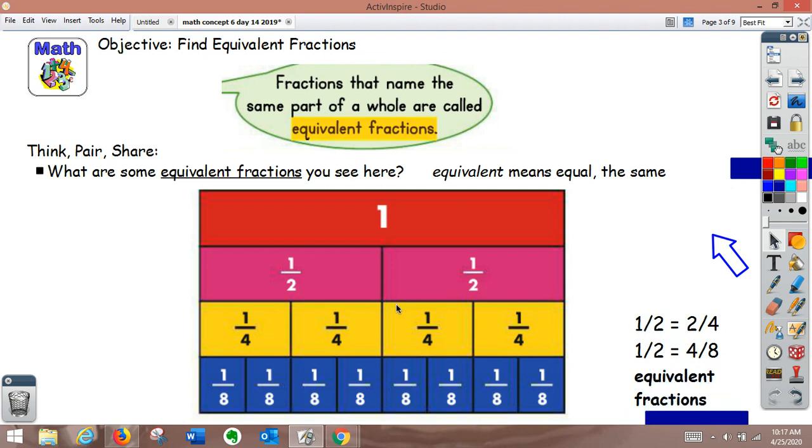Let's see, 1/2 is the same as 2/4. They are equivalent. 1/2, if we look at this line, also matches up down here as the same as 4/8. If I ate 4/8 of a pizza and Jake ate 1/2 of the pizza, we would have eaten equivalent amounts of pizza. We would have eaten the same.